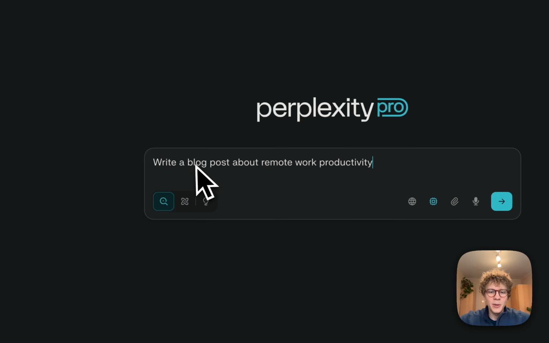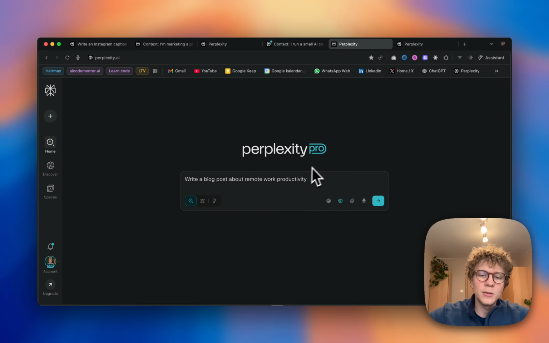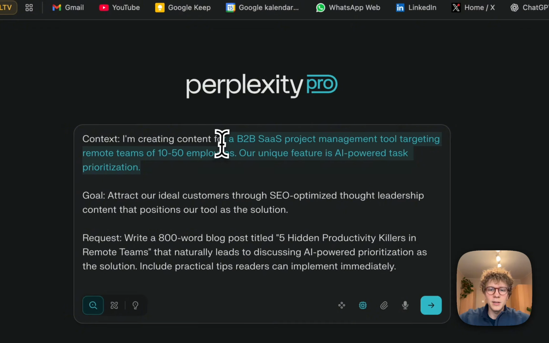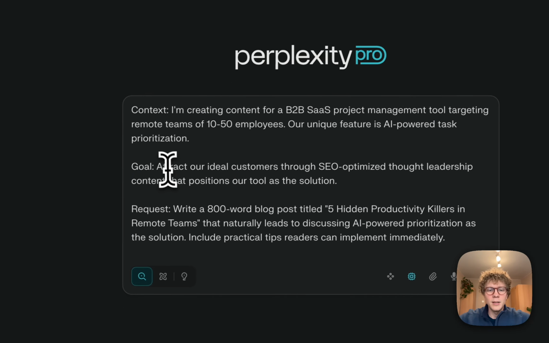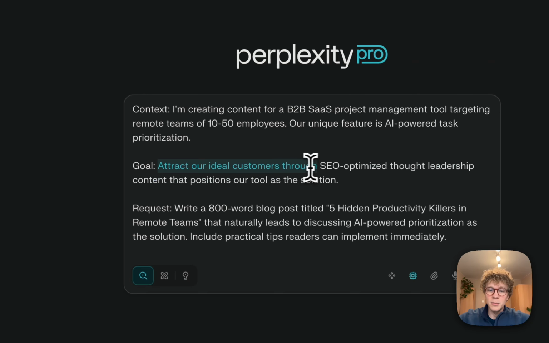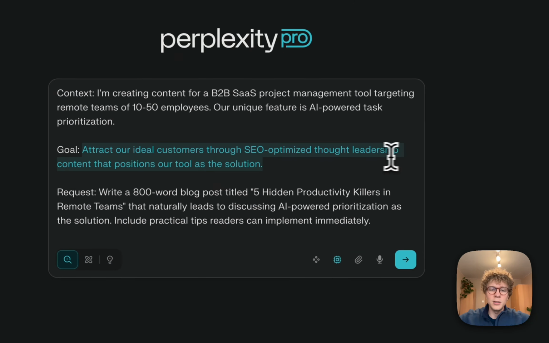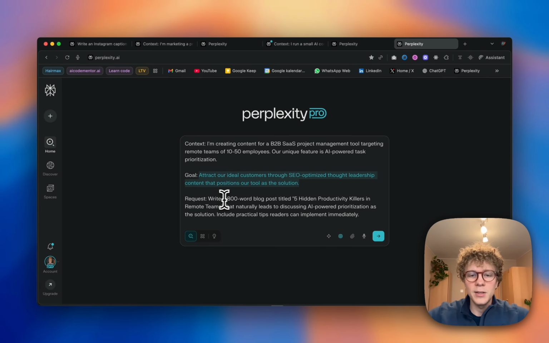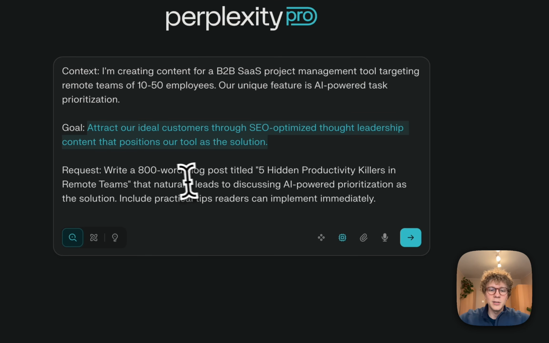And the final example, write a blog post about remote work productivity. The primer way of doing this would be writing context, goal, and request. Context, I'm creating content for a B2B SaaS project management tool targeting remote teams. Goal, attract our ideal customers through SEO optimized thought leadership content that positions our tool as the solution. And the request, write an 800-word blog post. You see how specific this is, 800 words. Titled 5 Hidden Productivity Killers in Remote Teams.